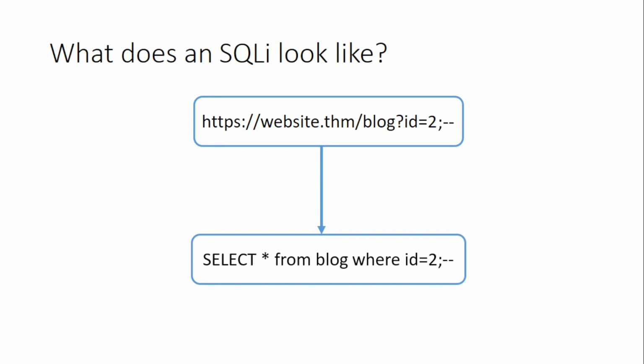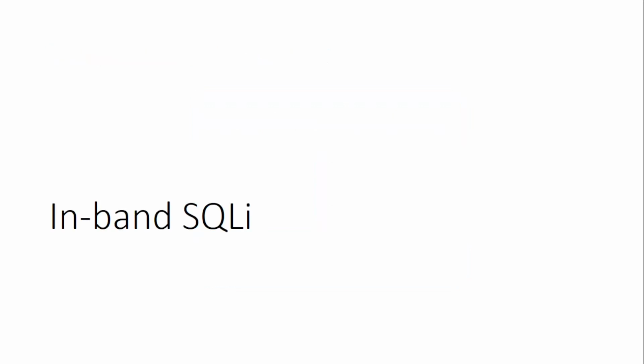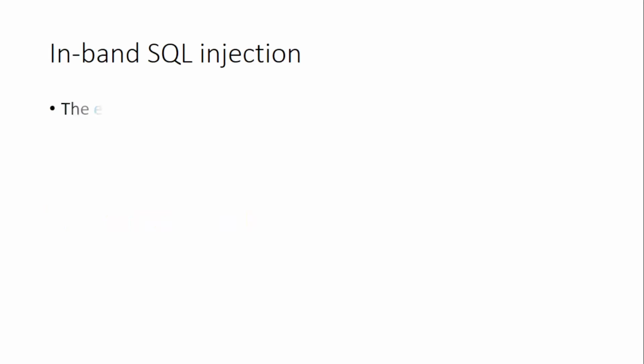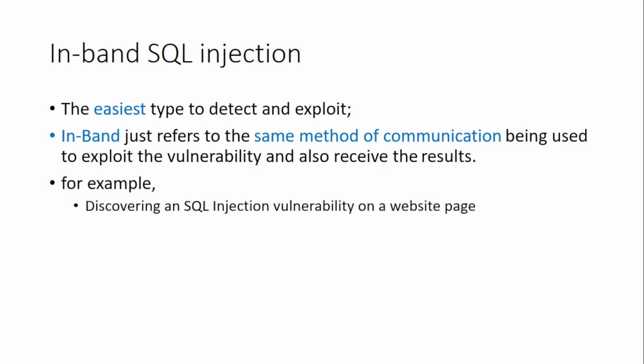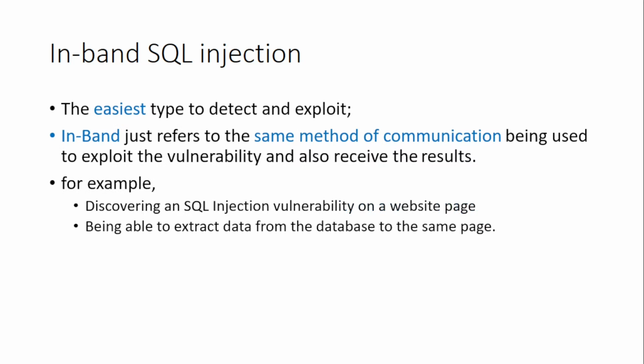There are 3 types in total: in-band, blind, and out-of-band, which we'll discuss now. So what is an in-band SQL injection? In-band SQL injection is the easiest type to detect and exploit, and in-band just refers to the same method of communication being used to exploit the vulnerability and also receive the results. For example, discovering an SQL injection vulnerability on the web page and then being able to extract data from the database to the same page.